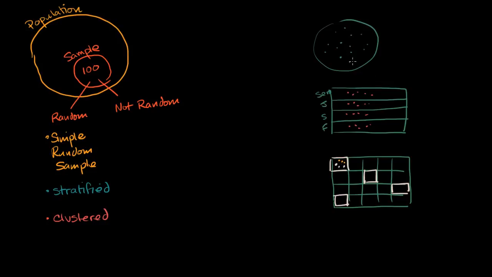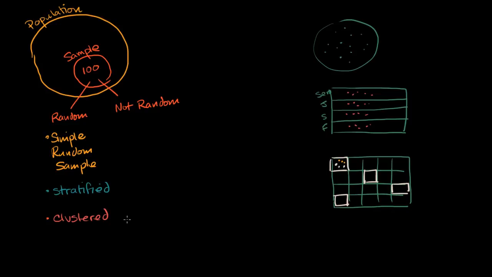So once again, these are all forms of random surveys, or random samples. You have the simple random sample, you can stratify, or you can cluster and then randomly pick the clusters and then survey everyone in that cluster.